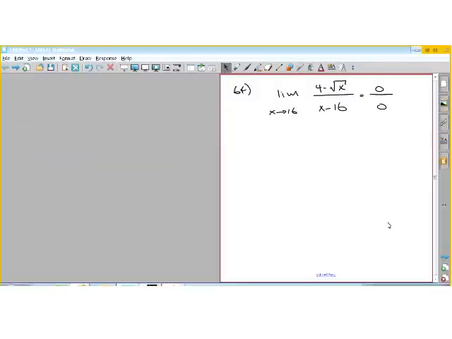Negative 0.127. So that was what we did graphically.